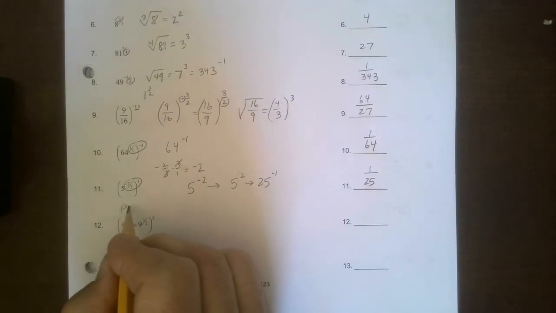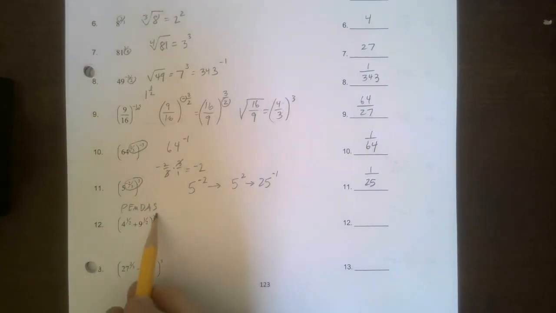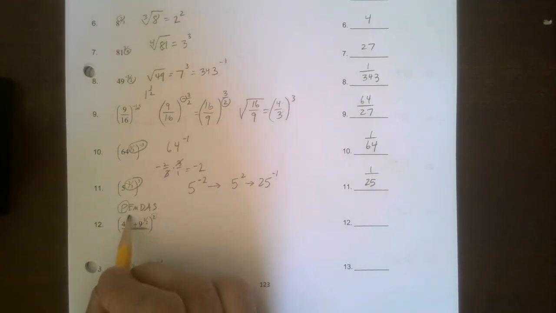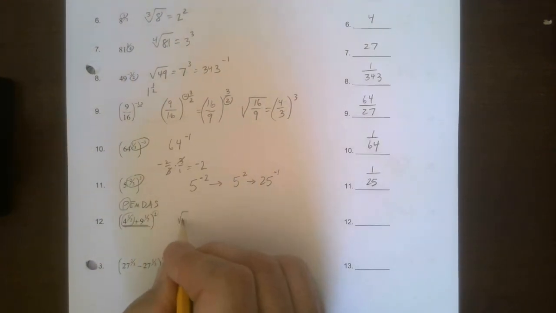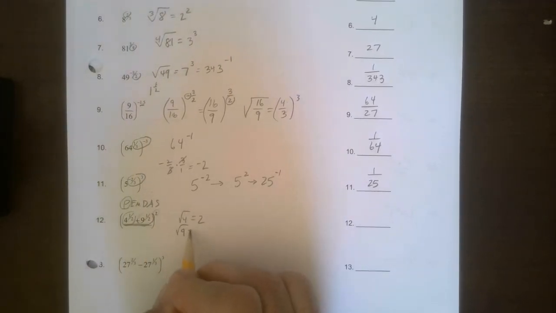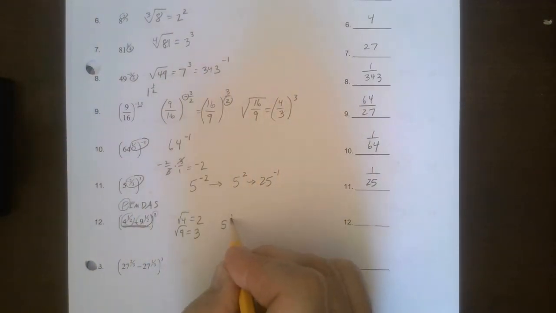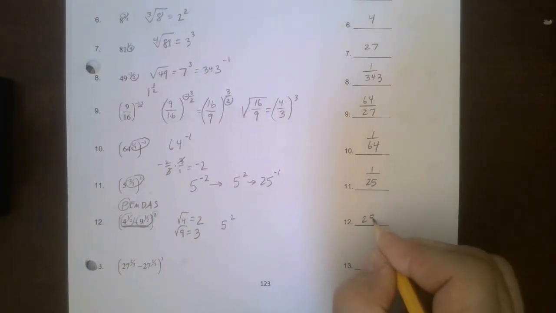This is a PEMDAS special, because if you take that 2 and you distribute it here and distribute it here, you're screwing it up. According to PEMDAS, we got to clean everything up inside here first. So this is just the square root of 4, which is 2. This is just the square root of 9, which is 3. So 2 plus 3 is 5, so we get 5 squared, which is 25.